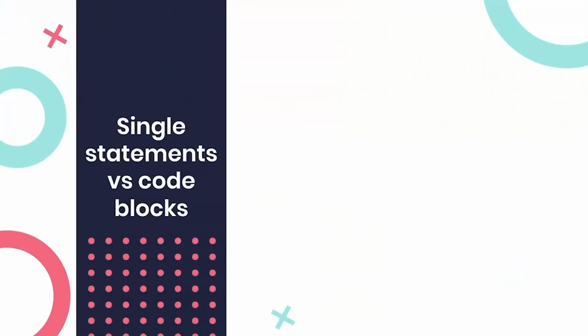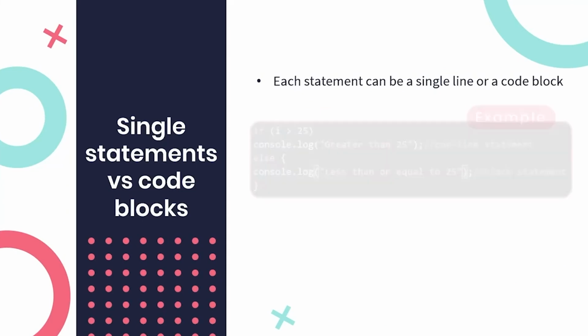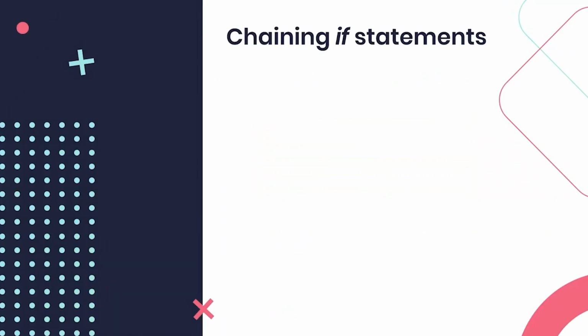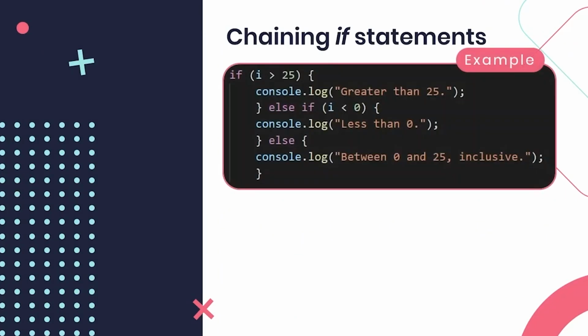Each statement can either be a single line or a code block, a group of code lines enclosed within brackets. Consider this example. Here's a good tip. It's considered best coding practice to always use block statements, even if only one line of code is to be executed. This just avoids confusion about what should be executed for each condition. You can chain if statements together like this.